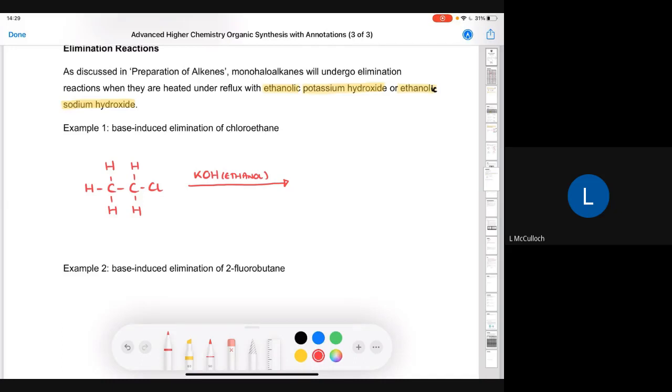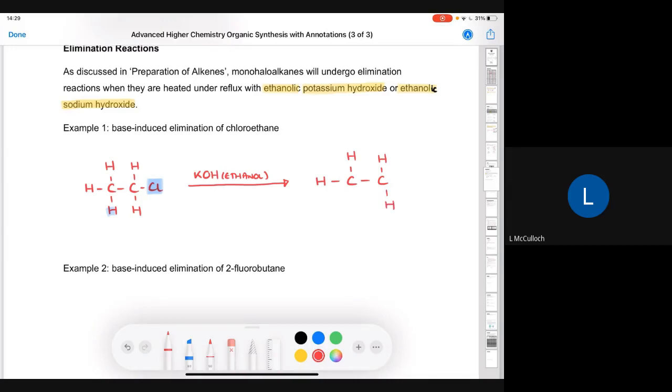Now, what will happen is that will cause the halogen atom to be removed and also a hydrogen from the carbon next door. So any one of these three hydrogens could be removed as well. So I'll go with that one there, okay? So what that will do is it's removing two atoms. So we'll draw what we would have if we removed those two atoms. So we've got something that looks like this.